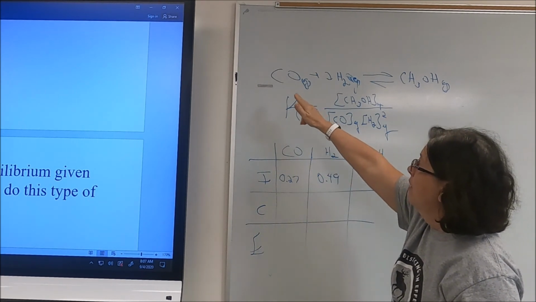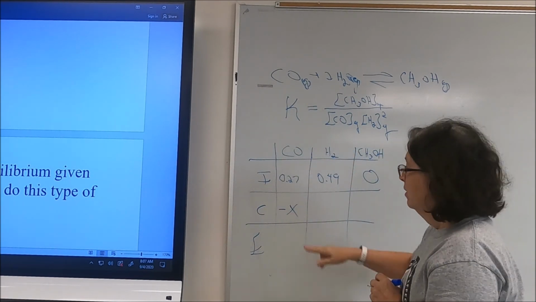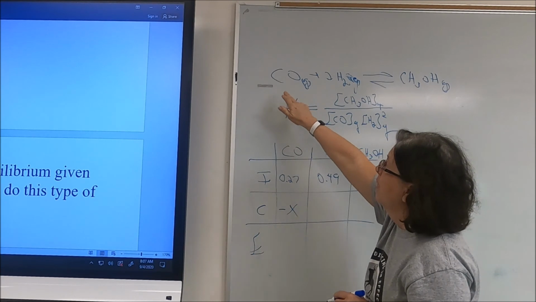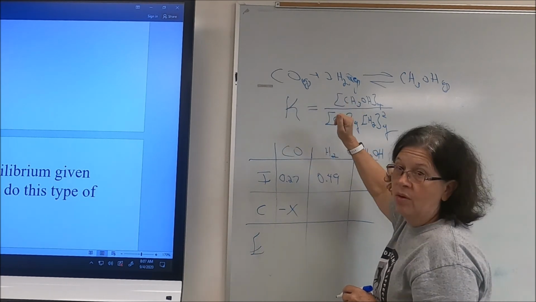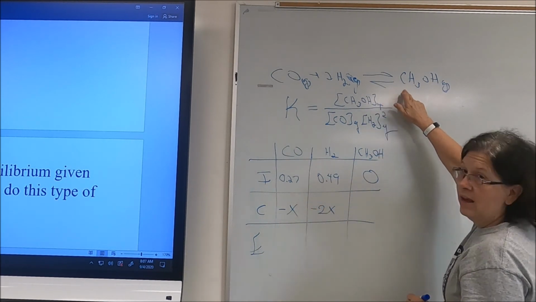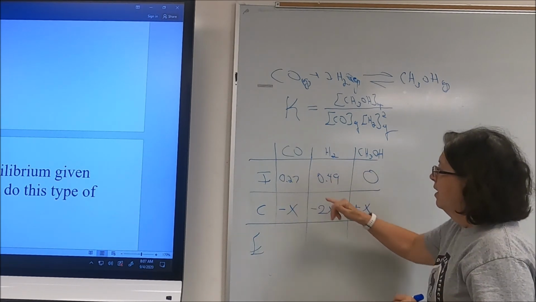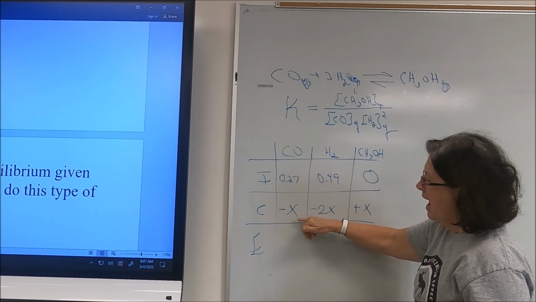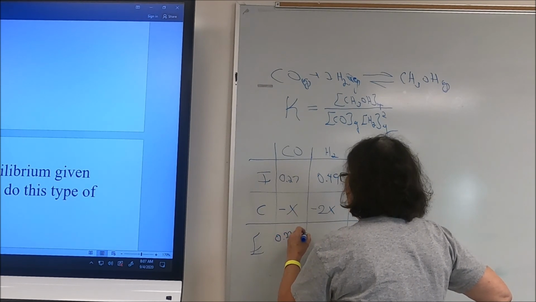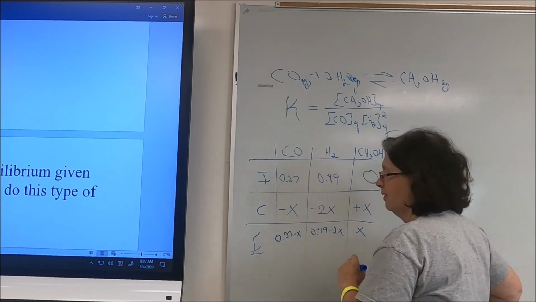Okay, the coefficient in front of carbon monoxide is 1. So I'm going to say minus x. Or you could say minus 1x. There's a coefficient of 2 in front of the hydrogen. For every 1 carbon monoxide that's lost, we're going to lose 2 hydrogens. So minus 2x there. And we make 1 CH3OH, which is methanol. So that's plus x. If I take the initial and the change line and I add them together, I get the equilibrium line. So 0.27 minus x, 0.49 minus 2x, and x.